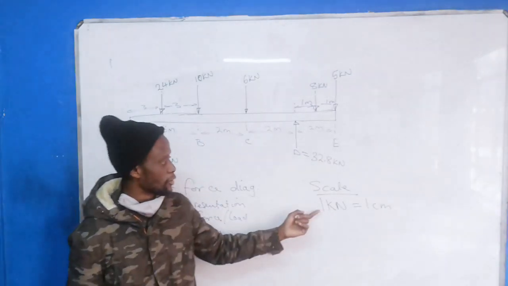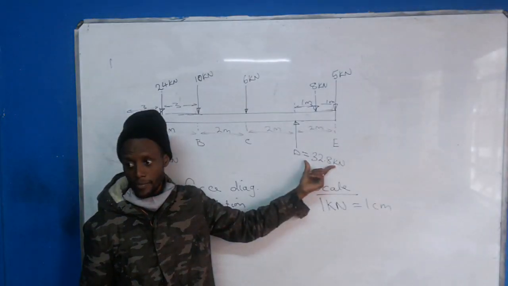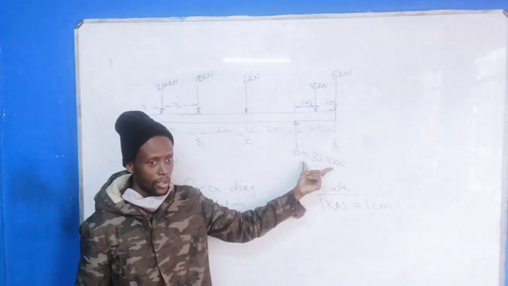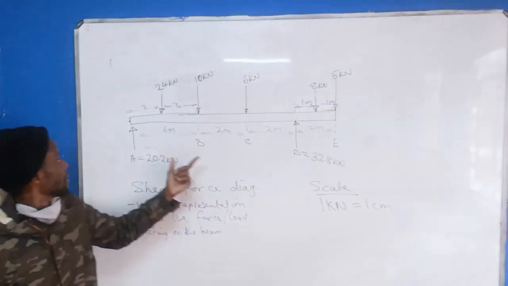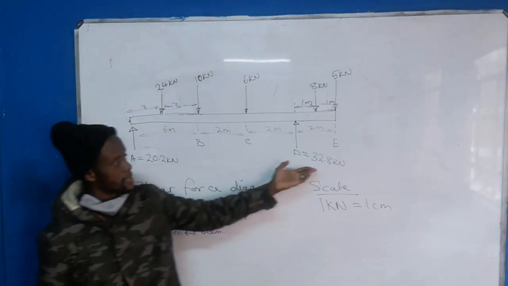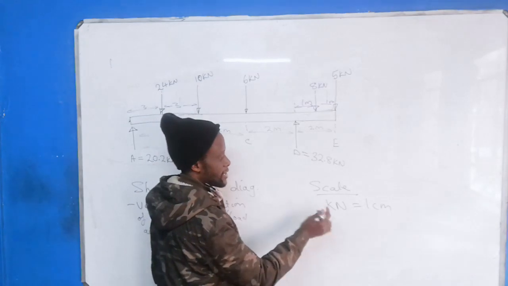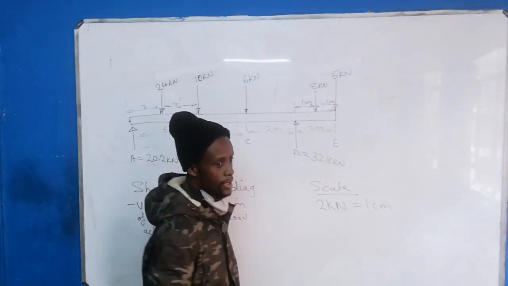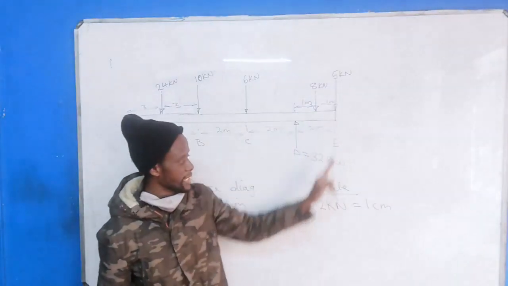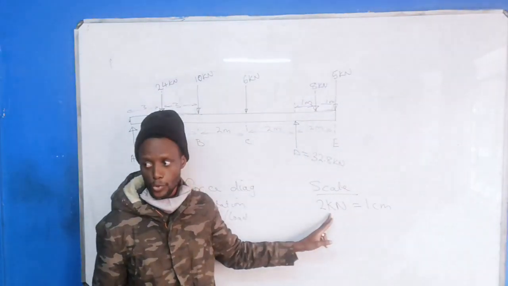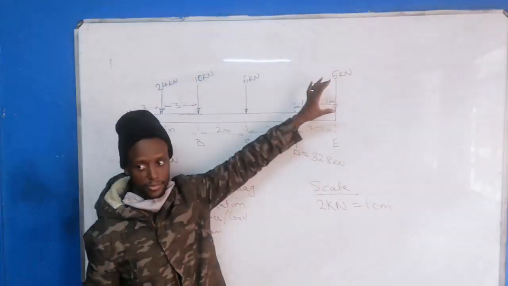Okay, now, before you can adopt a scale, you look at the biggest force. I've got 32. Will I manage to draw 32 centimeters on my page? Won't fit. Actually, this is the biggest. 32 will not fit on my page. So what we do is, we increase the value here. When I need to draw this 5, I will divide it by my scale. 5 divided by 2 will give me 2.5, right? I will draw a line for 2.5 centimeters, which represents 5.